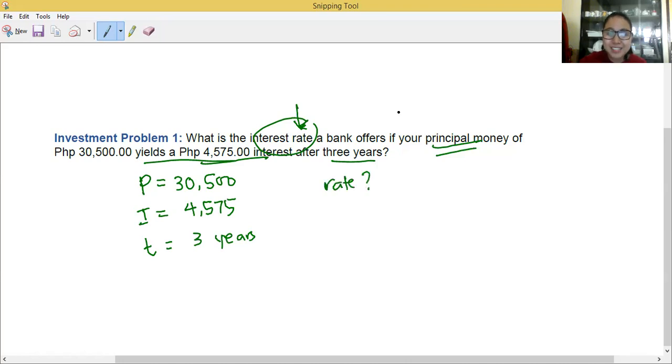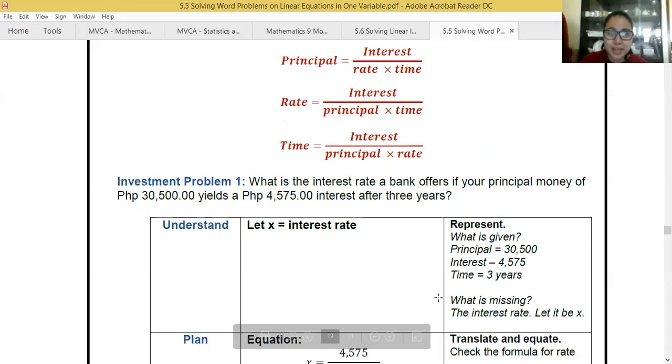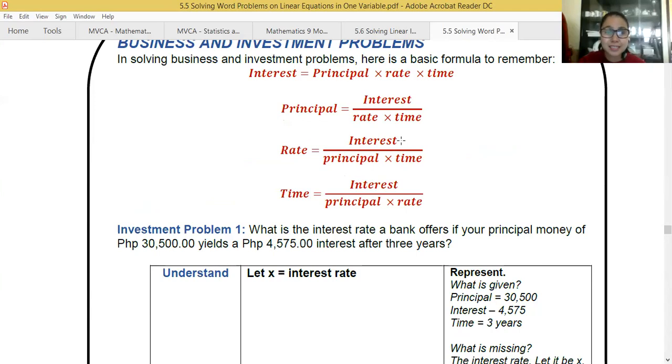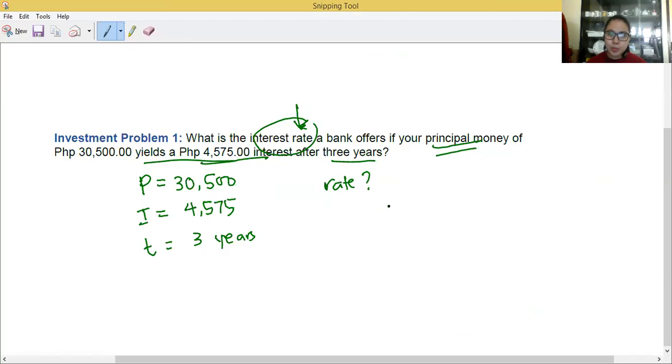Now let's go back to our module. What's the formula for solving rate? Here, that is interest divided by principal times time. So let's write. Again, rate is equivalent to interest over principal times time.